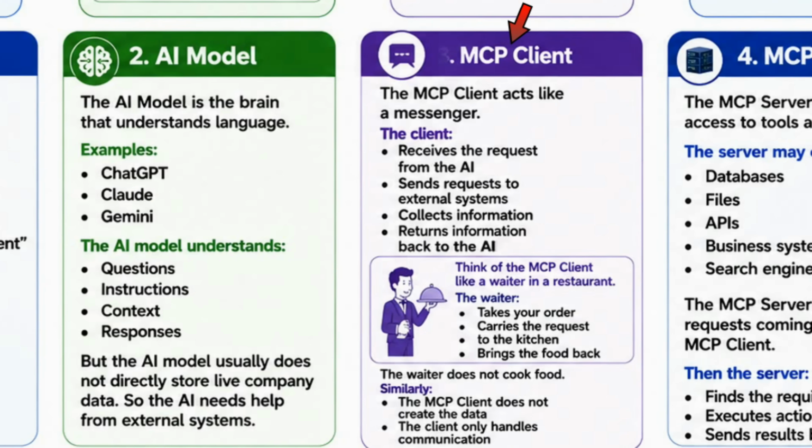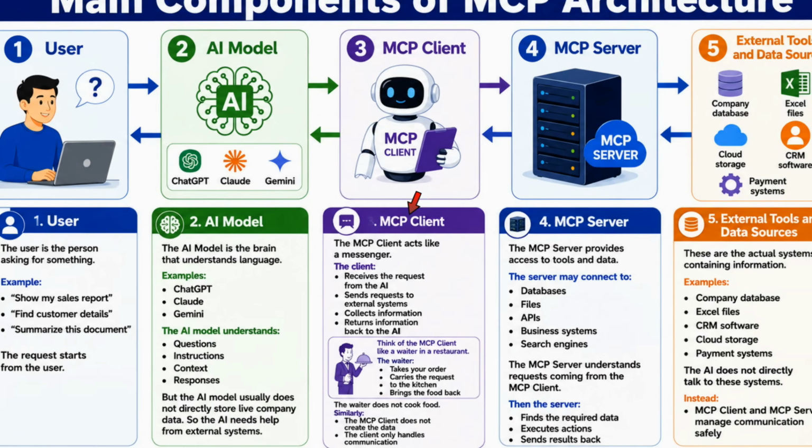Third one is MCP client. The MCP client acts like a messenger. The client receives the request from the AI, sends requests to the external systems, collects information, and returns information back to the AI. Think about a waiter in a restaurant. The waiter takes your order, carries the request to the kitchen, and brings the food back. The waiter does not cook food. Similarly, MCP client does not create the data. The client only handles communication.